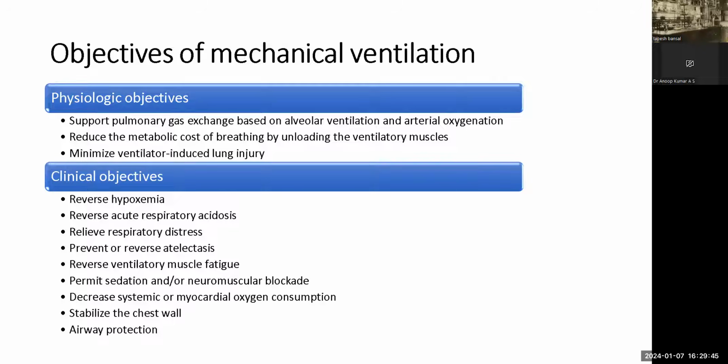The clinical objectives are: we will have to reverse hypoxemia, and reverse acute respiratory acidosis, which I've already mentioned, maybe in type 2 respiratory failure. Relieve respiratory distress, whatever may be the cause. Prevent or reverse atelectasis, which may be a situation in a post-operative patient or in a trauma patient. Reverse ventilatory muscle fatigue, and permit sedation and neuromuscular blockade.